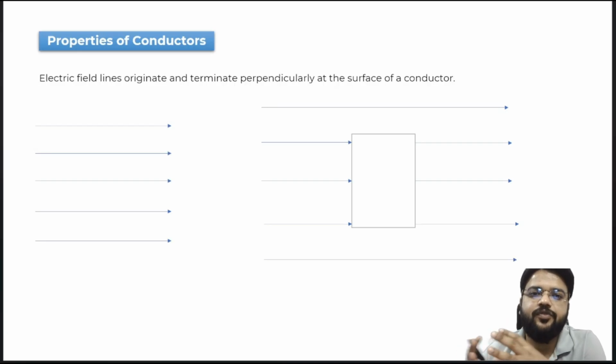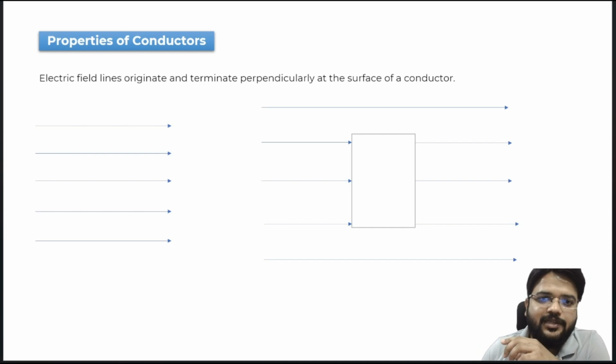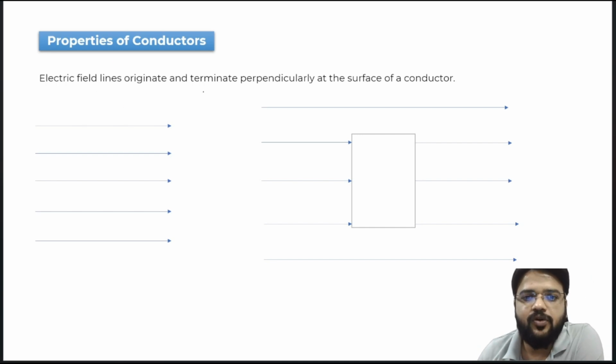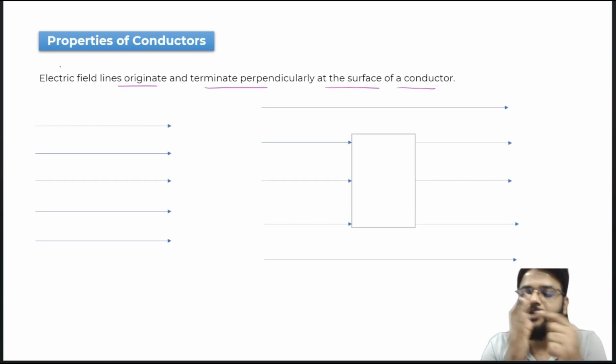In today's class, first of all, we will discuss the properties of the conductor. So what are the properties of a conductor, everyone? Let's see it. Electric field lines originate and terminate perpendicularly at the surface of the conductor. Correct? So what is happening with the field lines, everyone? They are terminating and generating perpendicular to the surface.